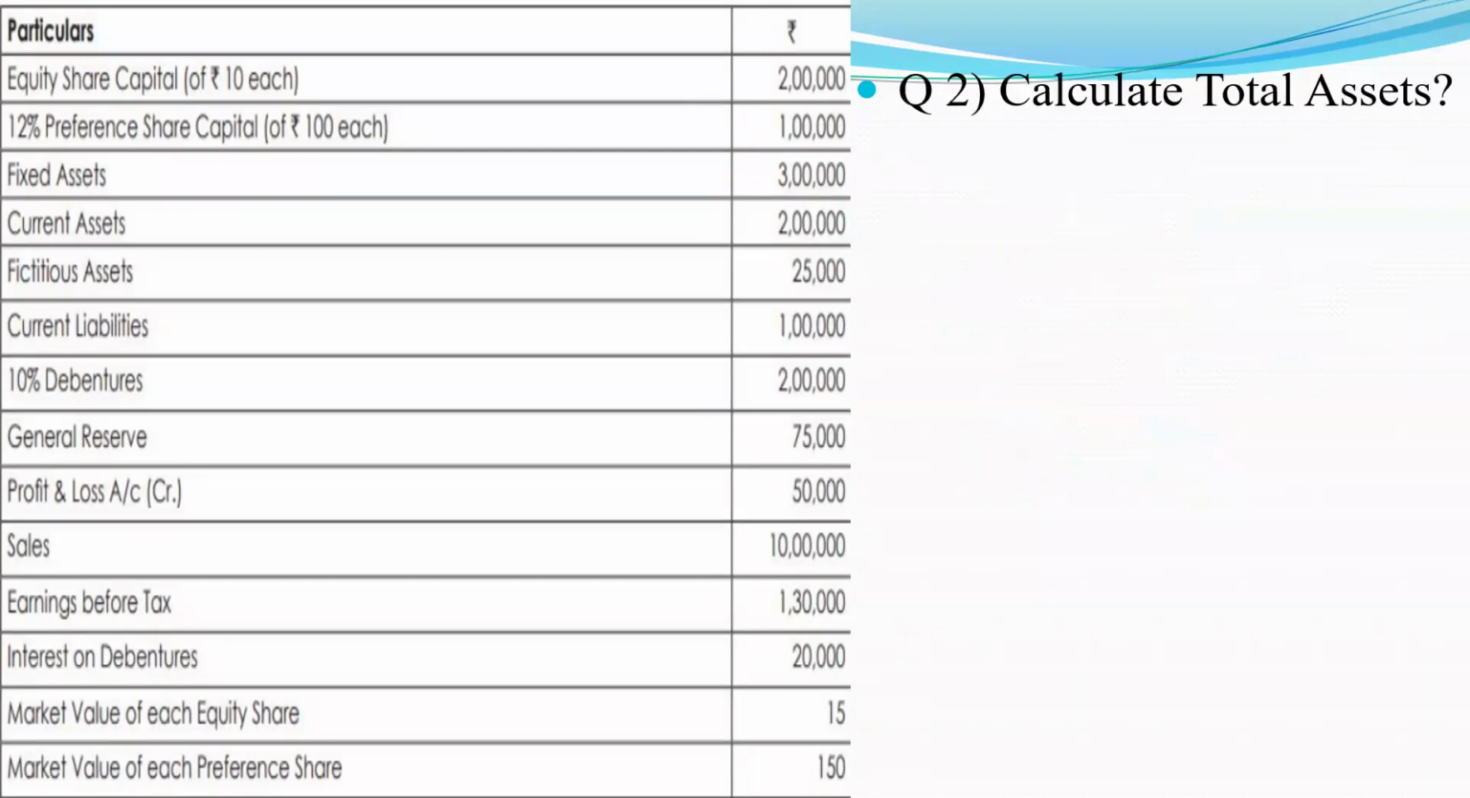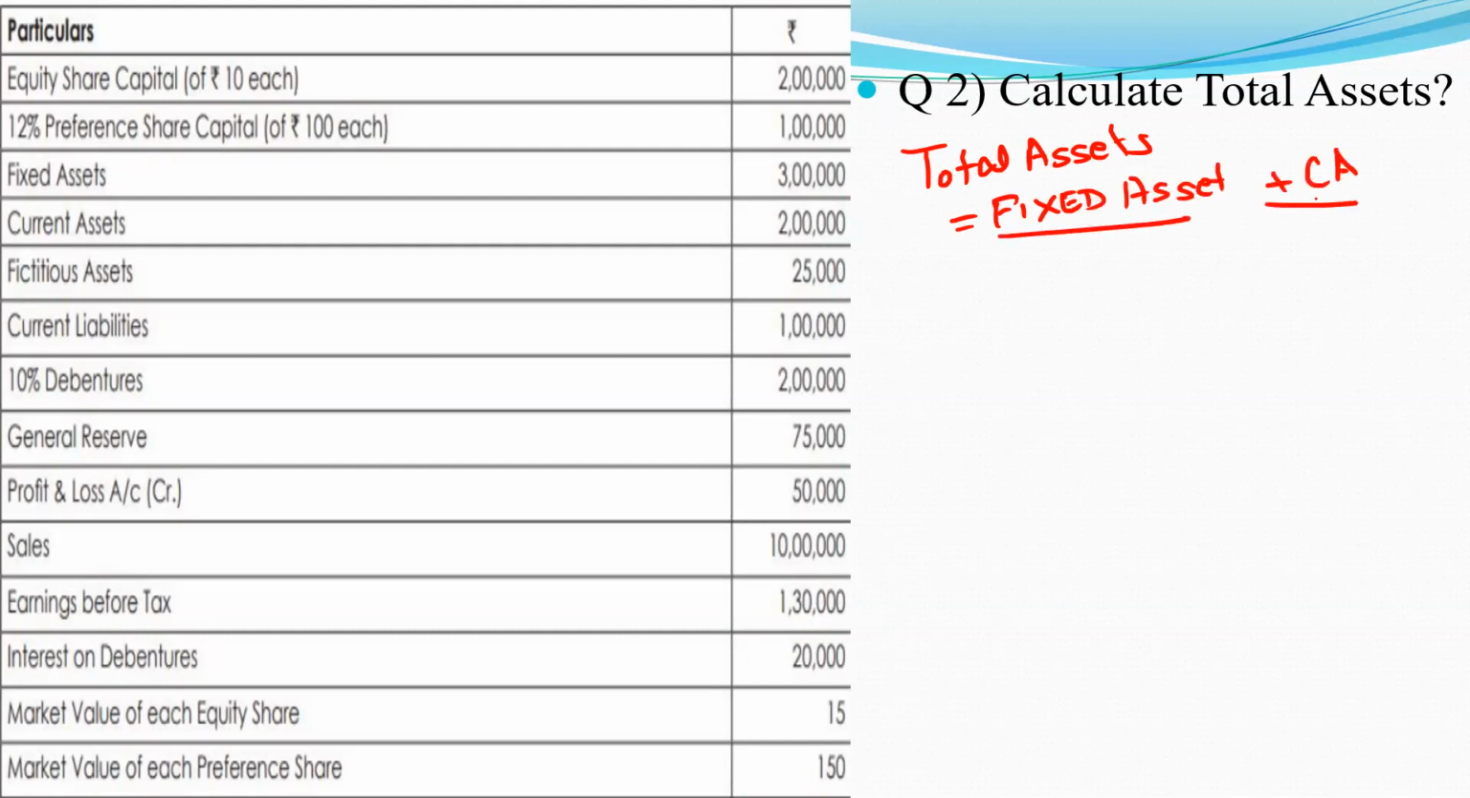Calculate the total assets. How can we calculate the total assets? Total asset we can calculate as fixed assets plus current assets. Fixed asset is 3 lakh. Current assets they have given as 2 lakh. Overall it comes to 5 lakh.